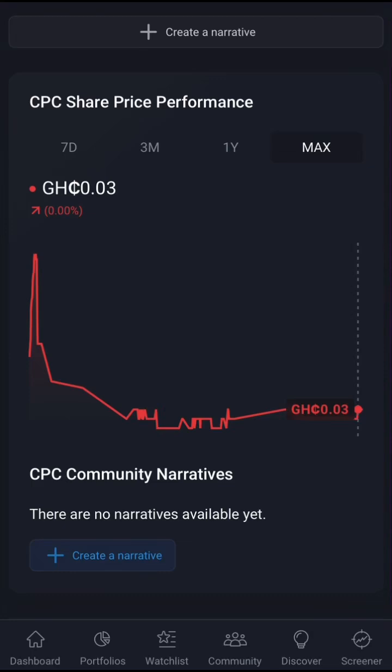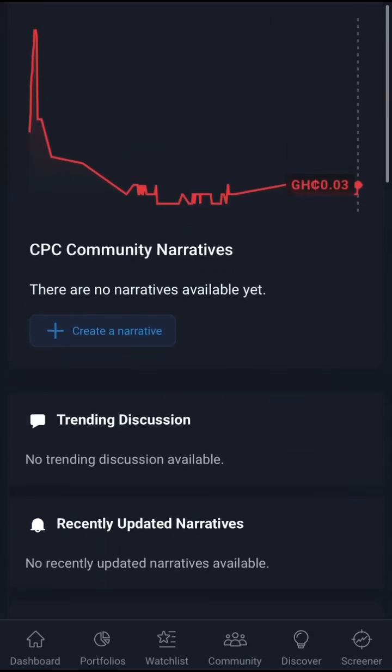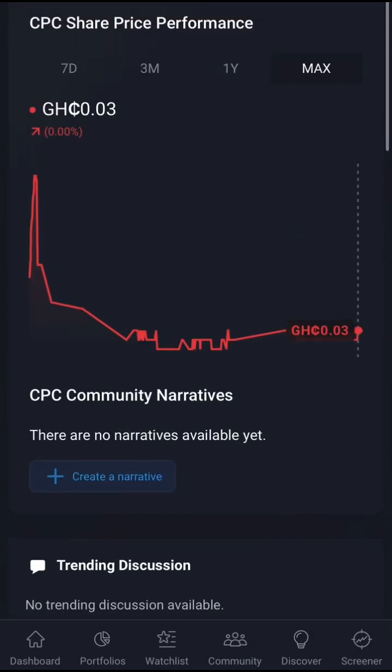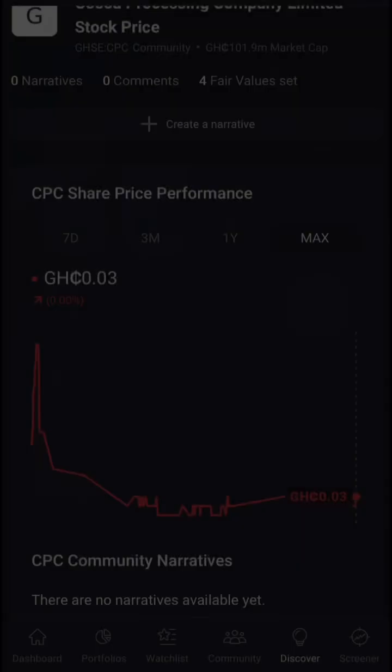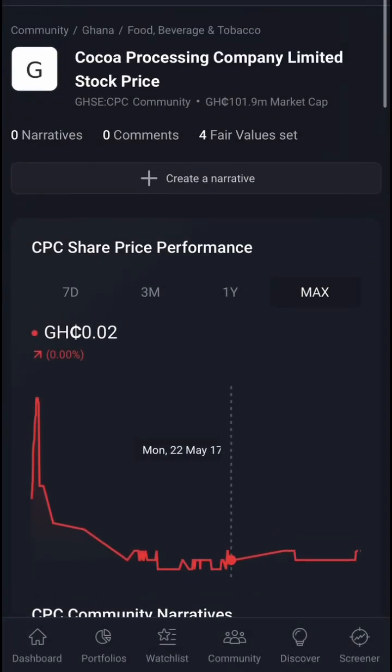There are key details that you need to know when putting your money in. And other trending information. So this is all I have for the Cocoa Processing Company.